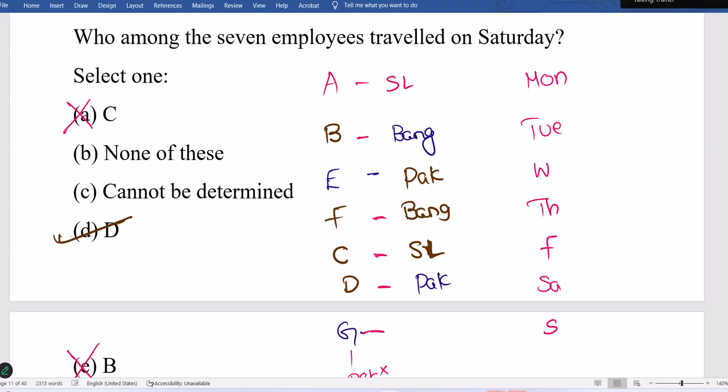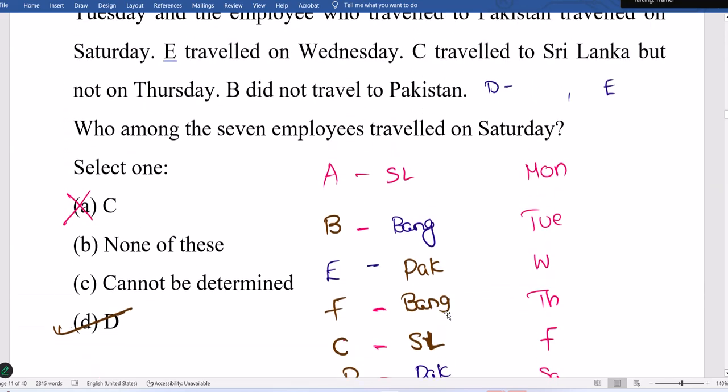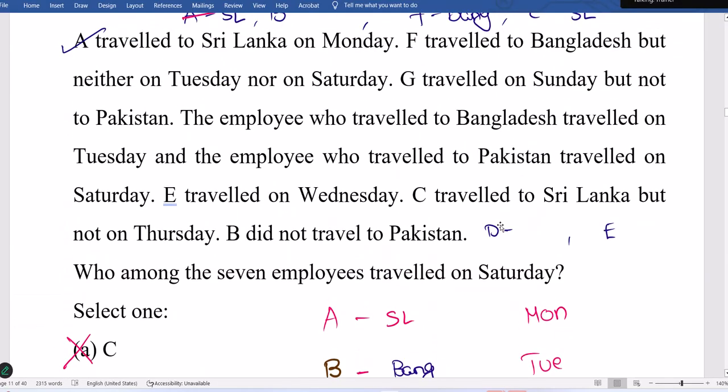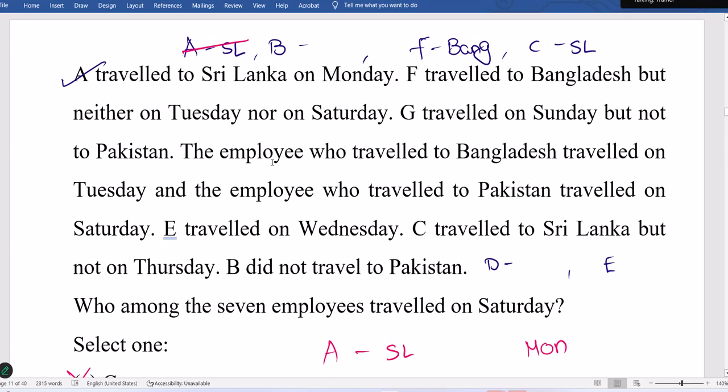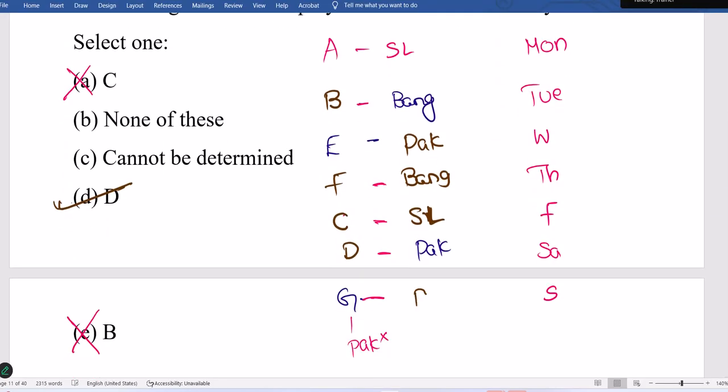So now the only thing left for Sunday: two Sri Lankas, two Pakistan, two Bangladesh are available. So one extra on Sunday, it can be Sri Lanka or Bangladesh. For that we need to see what relates to G. G traveled on Sunday, but not to Pakistan. Okay. Anywhere else is there a clue related to G or related to Sri Lanka, Pakistan? No. So yeah, this can be Bangladesh or Sri Lanka.